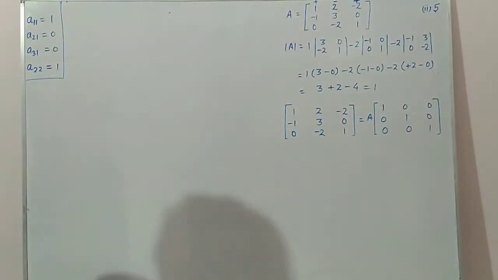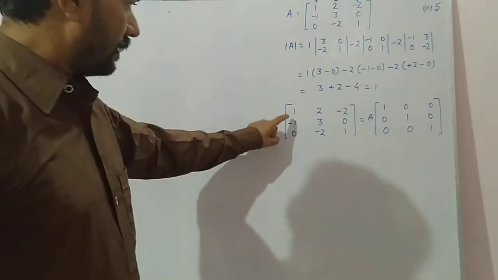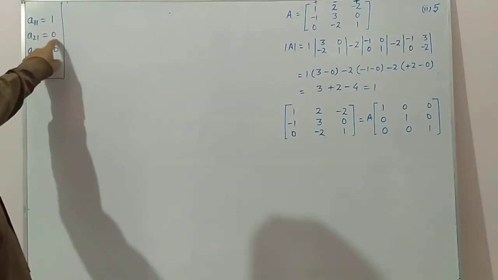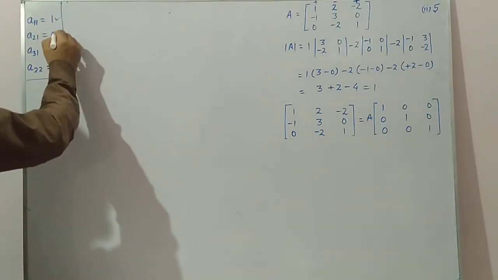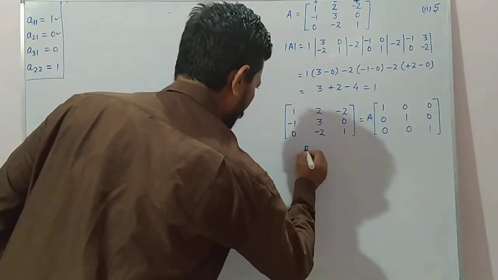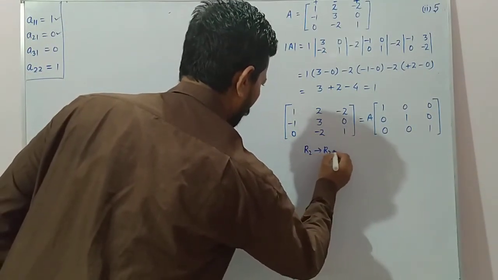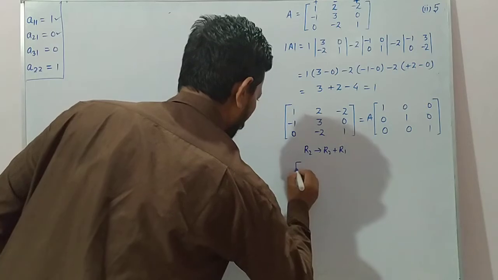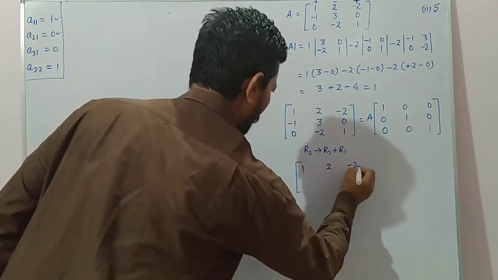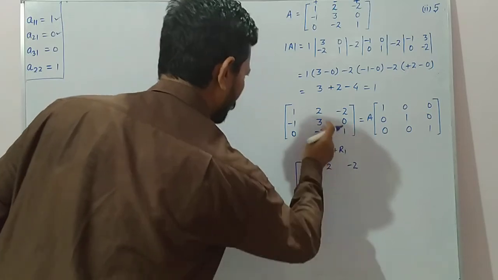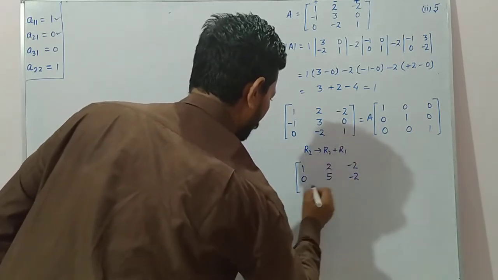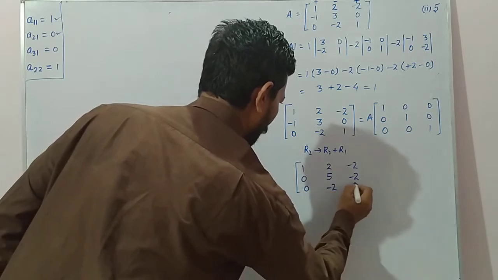This is already 1. The next step is to make the second row, first column element 0. First part is over; second part we have to find out this one. So R2 changes to R2 plus R1. We get 1 2 minus 2, 0 5 minus 2, 0 minus 2 1.